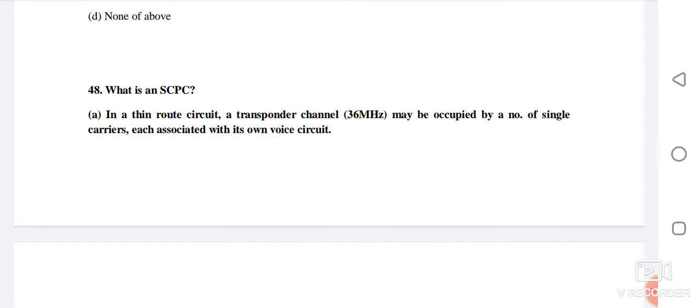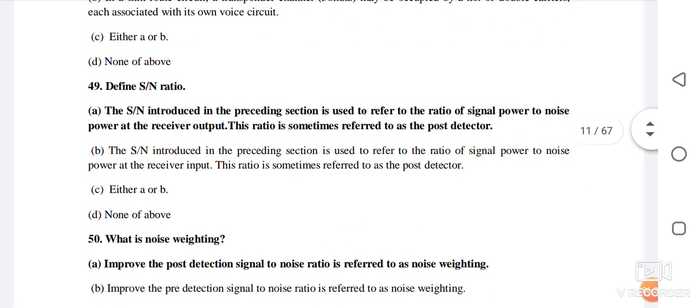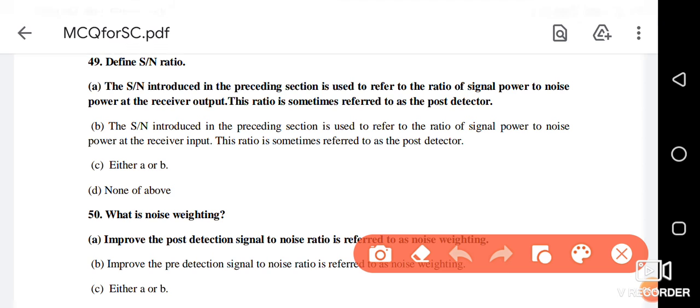What is an SCPC? SCPC is single channel per carrier: a transponder channel of 36 megahertz may be occupied by a number of single carriers, each associated with one voice circuit. So the right answer is option A. Next question. Define the S by N ratio, the signal to noise ratio. The signal to noise ratio, introduced in the preceding section, refers to the ratio of signal power to noise power at the receiver output. The ratio is sometimes referred to as the post detector ratio. So the right answer is option A.